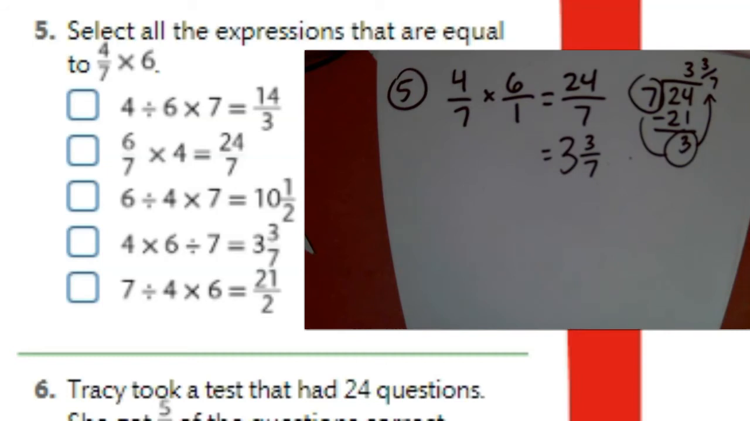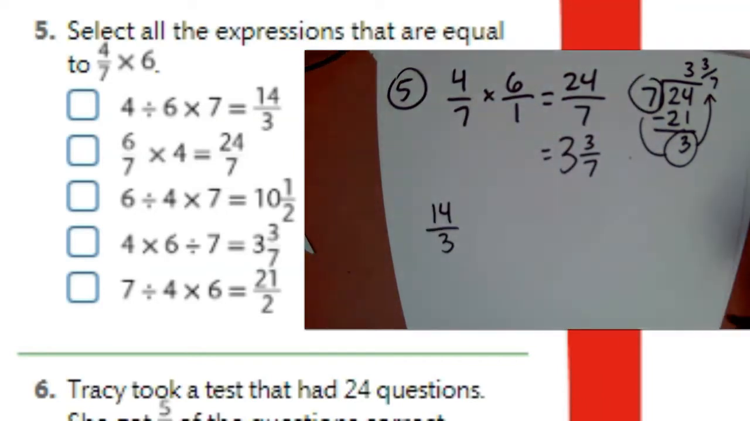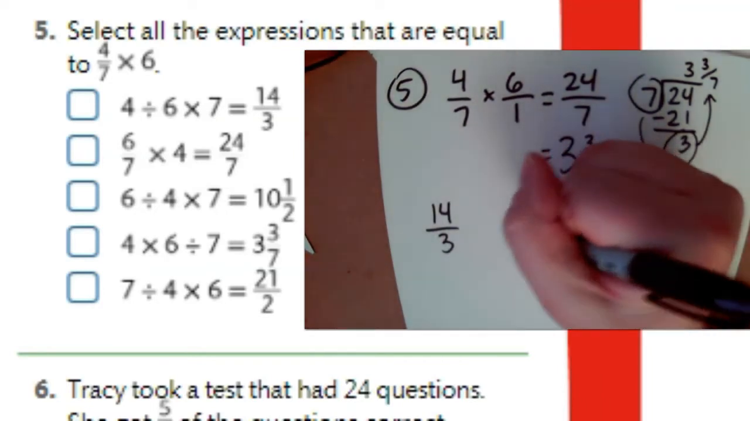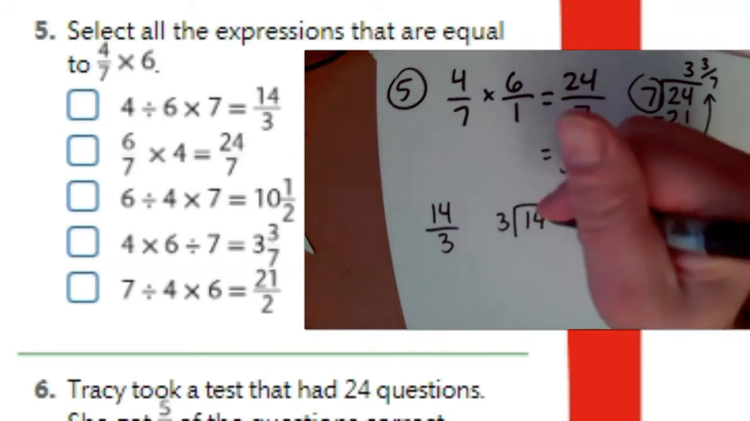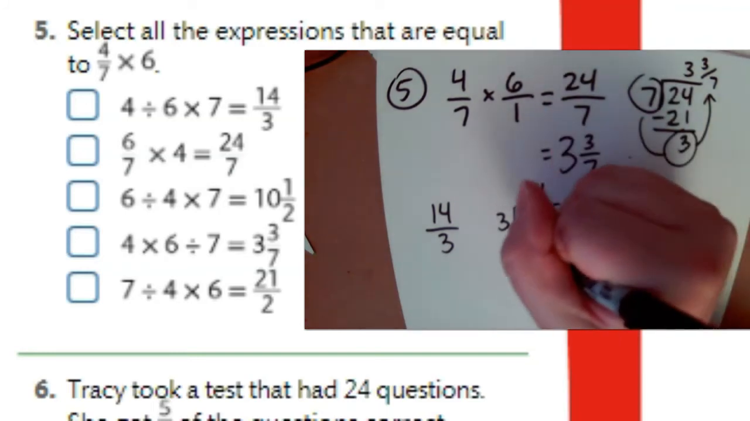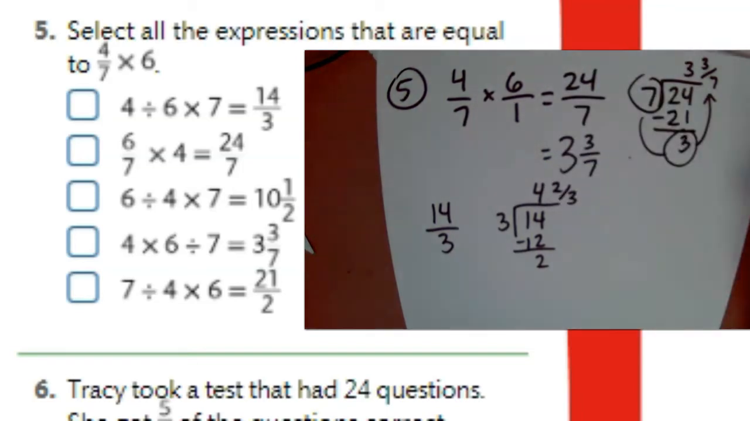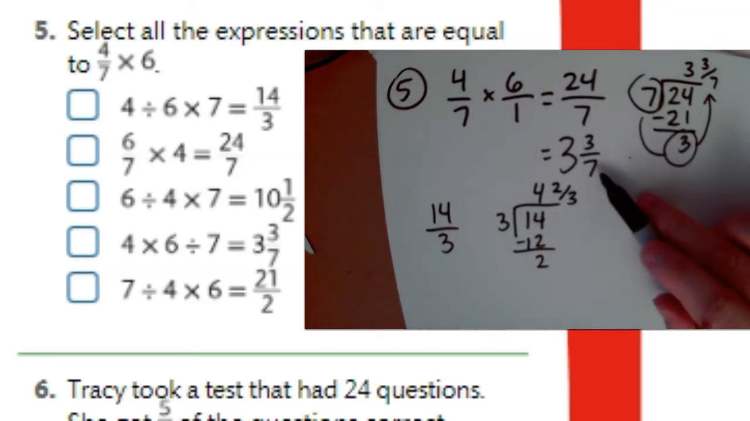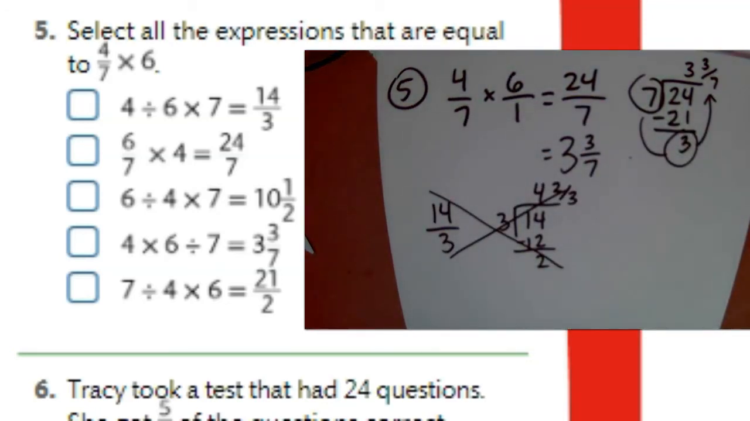So look at option 1. It says 4 divided by 6 times 7 equals 14/3. Well, let's see. 14/3. I'm going to write that down. It's improper. Let's just see what happens if I take 14 divided by 3 and turn this into a mixed number. 3 goes into 14 4 times. That would be 12. I'll subtract. I get 2. That'd be 4 and 2/3. Is 4 and 2/3 the same as 3 and 3/7? No. So option 1 is a no.